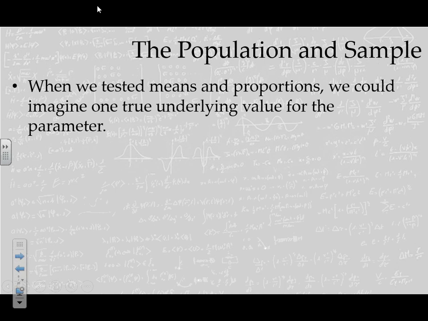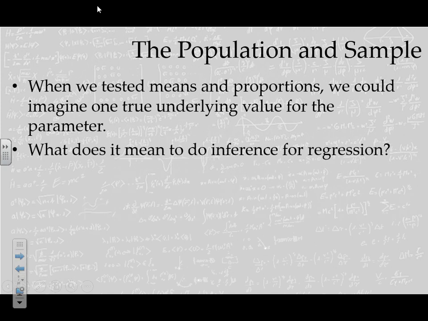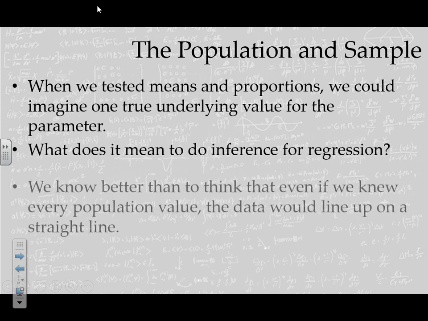When we tested means and proportions, we could imagine one true underlying value for the parameter. We started off with an assumption: we believe the correct mean is this. Then we ran a hypothesis test to determine if that mean was correct or not. Or with proportions, we believe the true population proportion is this, and we run a test to determine if it is or not. We had the option to say greater than, less than, not equal to. That's what we were dealing with there. The same kind of idea is going to happen with slope. So how do we work this with regression?